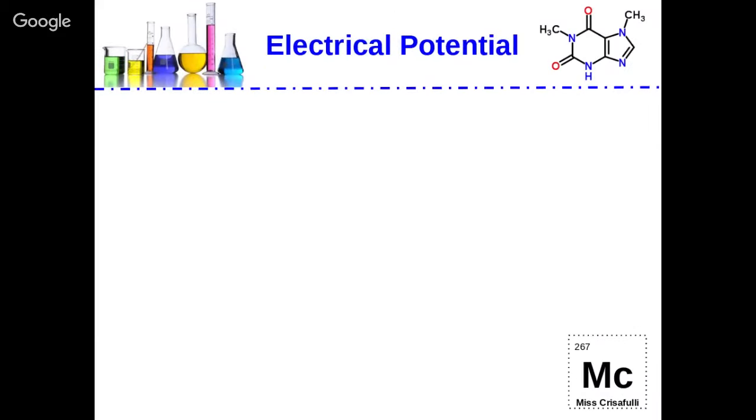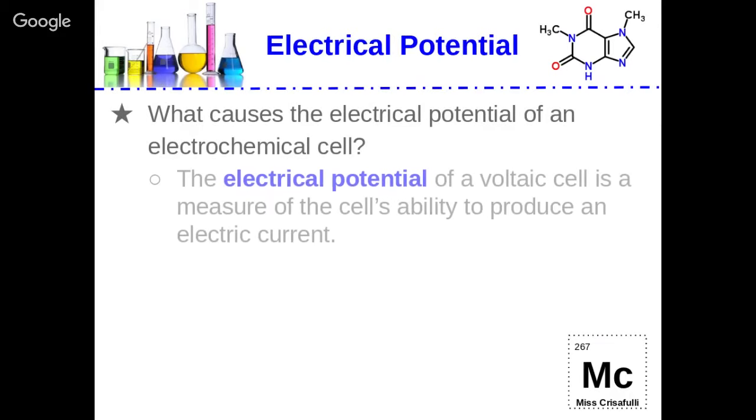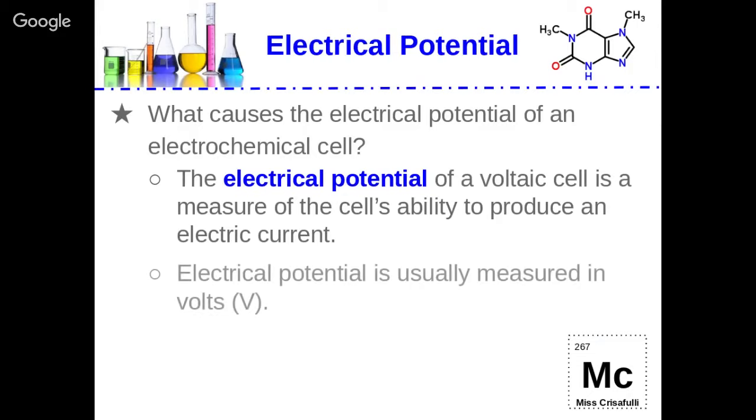So let's talk about electrical potential. What causes the electrical potential of an electrochemical cell? The electrical potential of a voltaic cell is a measure of the cell's ability to produce an electric current. So electrical potential is usually measured in volts.